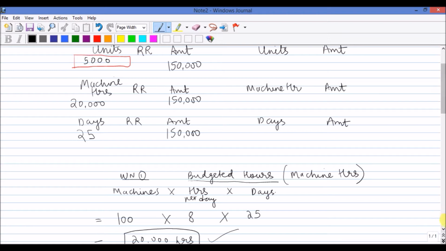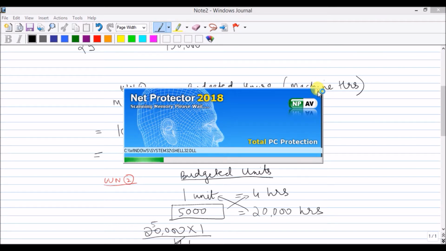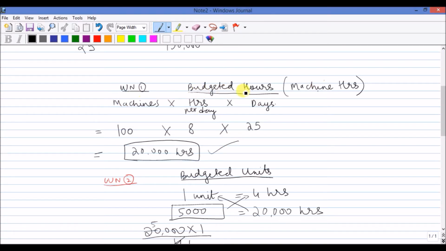So just we are going to recollect something. Now these are the budgeted hours, and these are machine hours. So there are 100 machines, each machine is working for 8 hours a day, 25 days the machine is working, so 20,000 are the machine hours. Then they have said that one unit takes 4 hours to make. So in 20,000 hours we are going to manufacture 5,000 units.